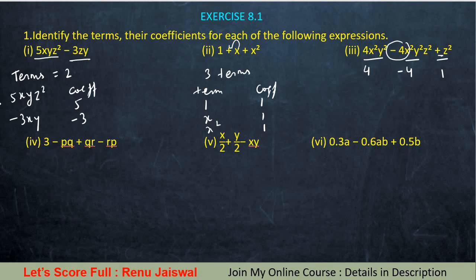Here same way you can do. How many terms? 4 terms. And the coefficient for this term is 3. For this one minus 1. Then plus 1, plus we need not write, and then minus 1.